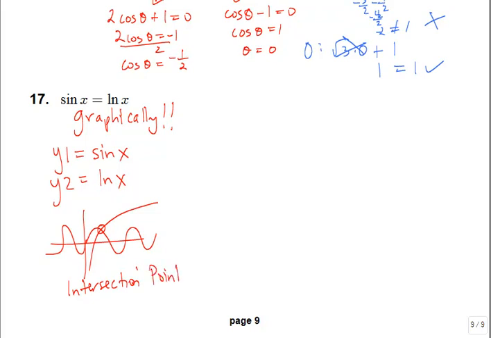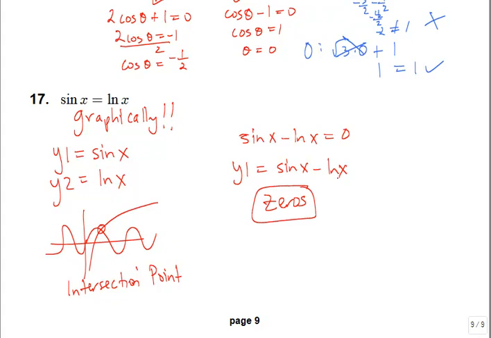The other option, and this is usually the way that I like to do it, is to take this equation and subtract that ln of x over to the other side to get a 0. And then in your y1, you just let y1 be that whole left side of your equation. And instead of looking for intersection points, now we're looking for zeros. So I'm going to show you this method, okay?